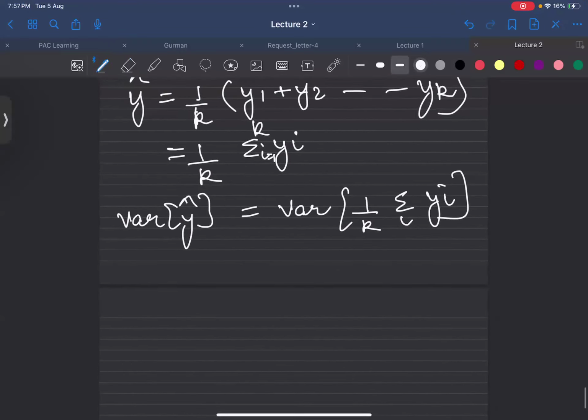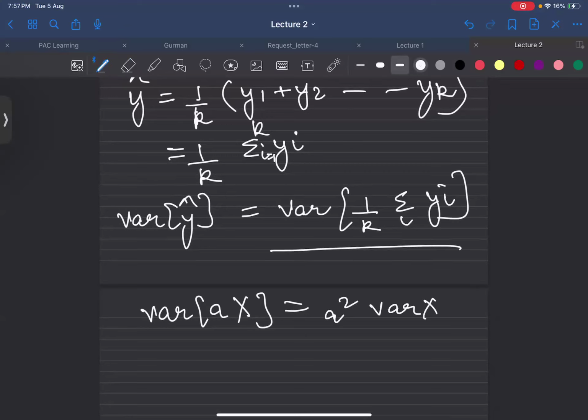So now taking the variance. One more thing, formula. What is the variance of aX simply? Anyone have an idea how we write the variance of aX? a square variance of x. So how will we write the above one? 1 by K square, sorry, it's K, not R. Sorry for my writing. Variance of sigma i yi. Can I write? It's fine.